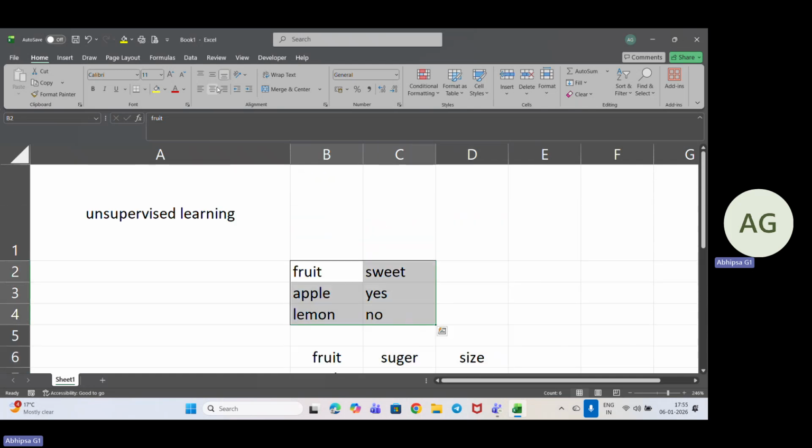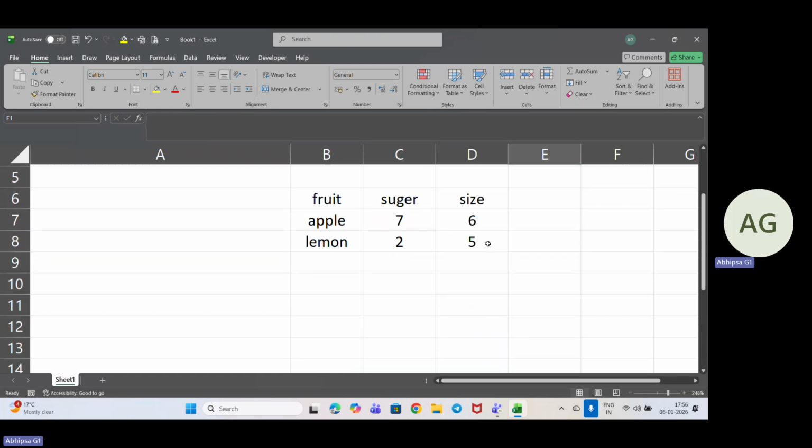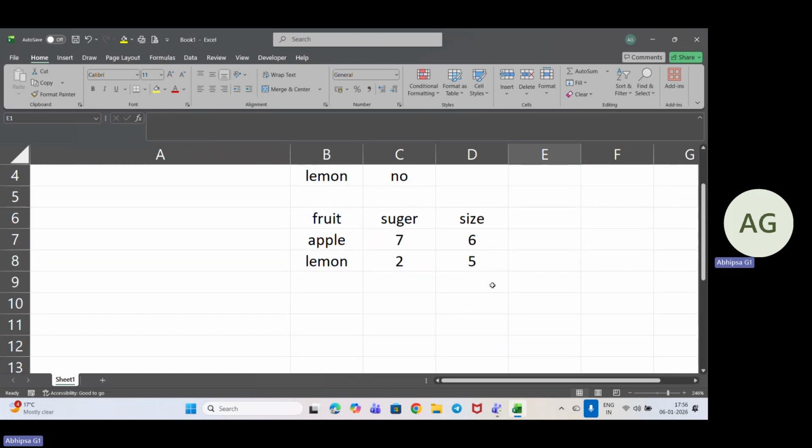Here you are getting a correct answer. For apple, yes, it is sweet. Lemon, no, it is not sweet. It is sour in taste. That idea you are not getting in the unlabeled case, but in the labeled case we are getting the idea that it is not sweet, right? In the case of supervised learning, the labeled data helps us in classifying the data. Now here we have the unlabeled data, which is basically unsupervised learning.